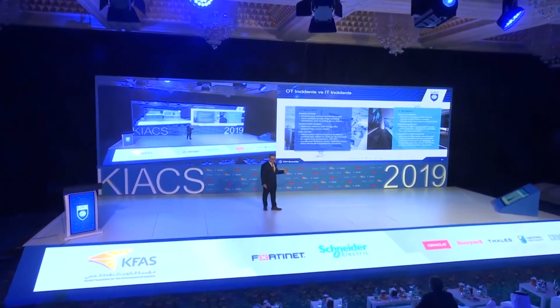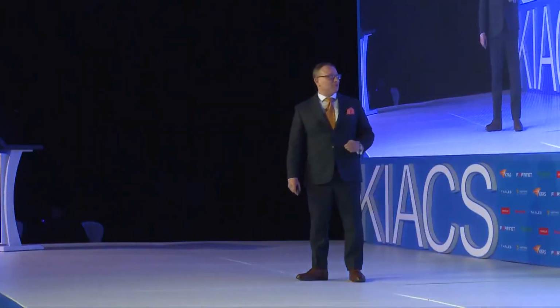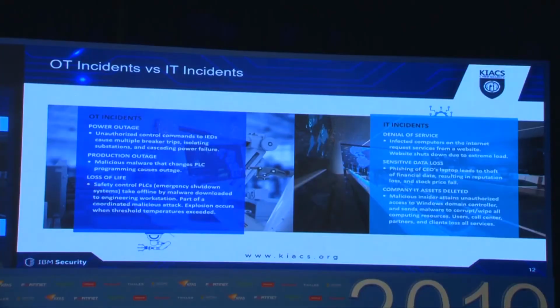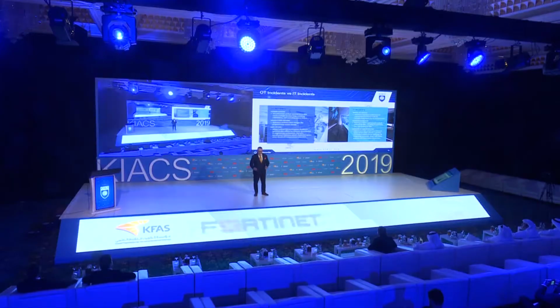In OT incidents, it's a little bit different. For example, power outages, an unauthorized person having access to an HMI or sending incorrect commands to trip circuits, disrupt power to a process, a production outage, again, sending incorrect or unauthorized commands to a PLC, turn faster, turn slower, stop a process completely, or the loss of life. If I wanted to cause significant problems to an organization, the one I would want is loss of life, because that's also loss of significant reputation.